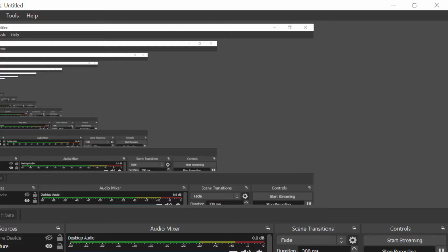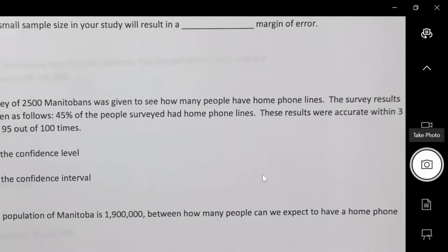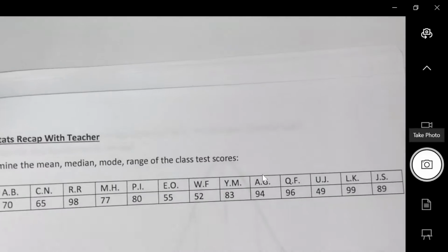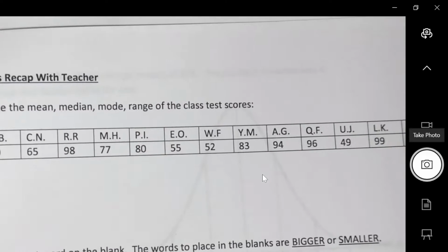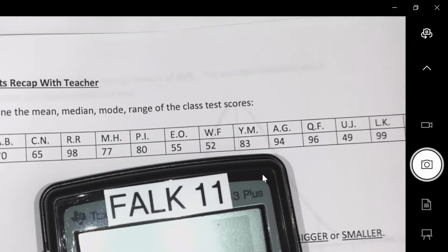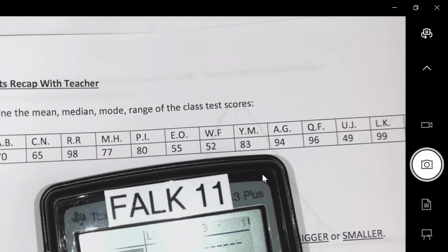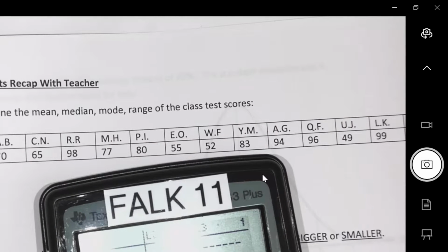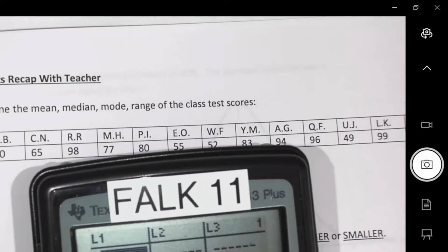Want your big calculator out because we're going to be into that. Determine the mean, median, mode, range, all that. So I need you to grab your calculator, and do we remember how to enter the data? So I would go stat, edit, up, clear, down. And then let's enter all those scores in.